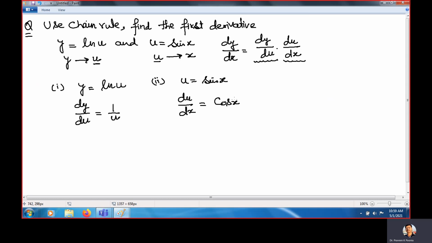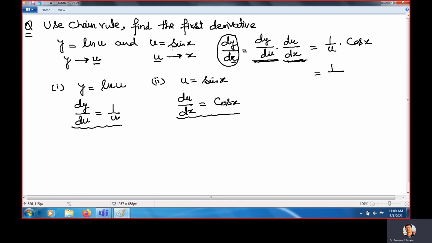Then after getting the first derivative and the second derivative, put the values here. It is 1 upon u into cosine x. The value of dy upon du is 1 upon u and du upon dx is cos x. But as the question says, you need to find dy by dx, so the answer cannot be in u because we are calculating the derivative with respect to x. All the answers should be in terms of x only.